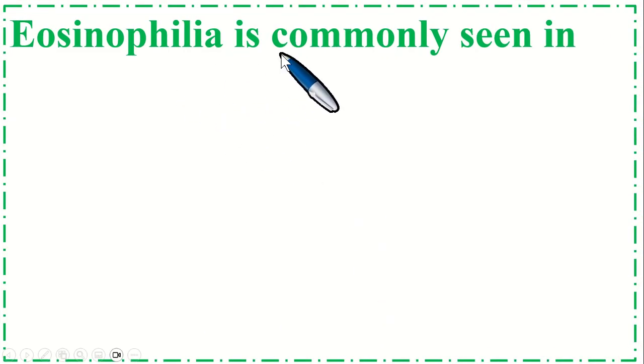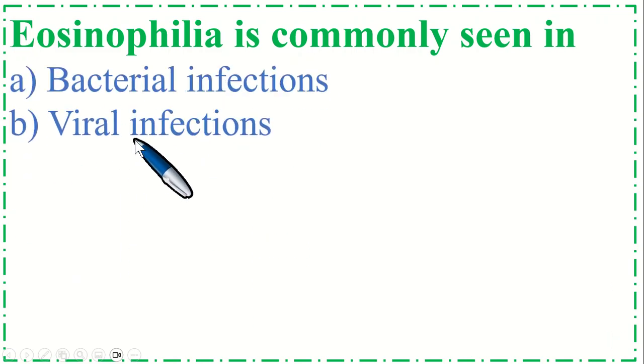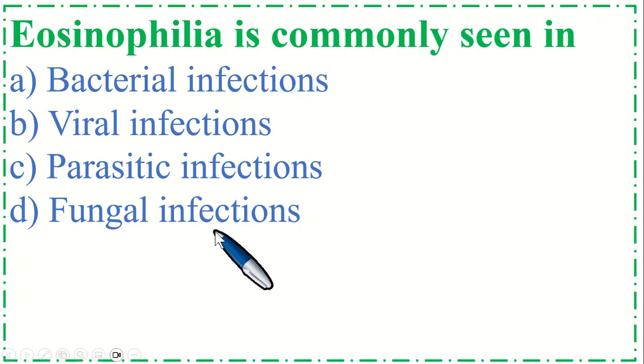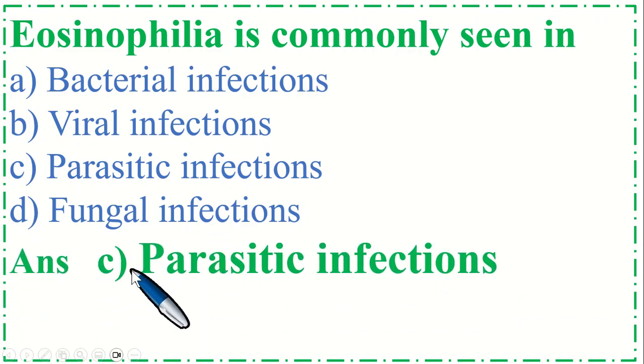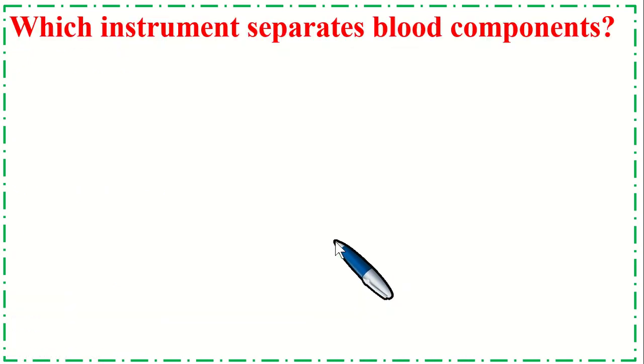Eosinophilia is most commonly seen in: option A, bacterial infection; B, viral infection; C, parasitic infection; and option D, fungal infection. So the correct option is C, parasitic infection. Explanation: elevated eosinophils are typically associated with parasitic infestations and allergies.